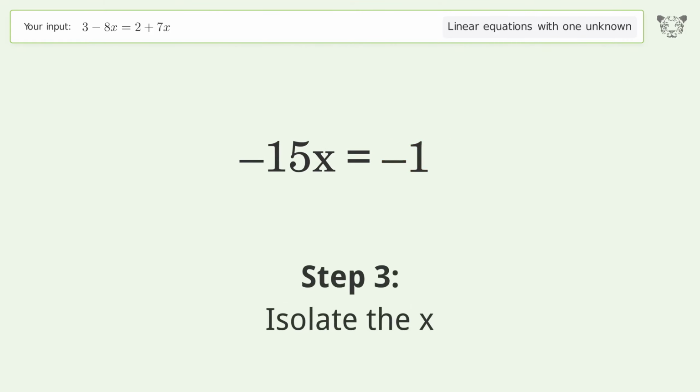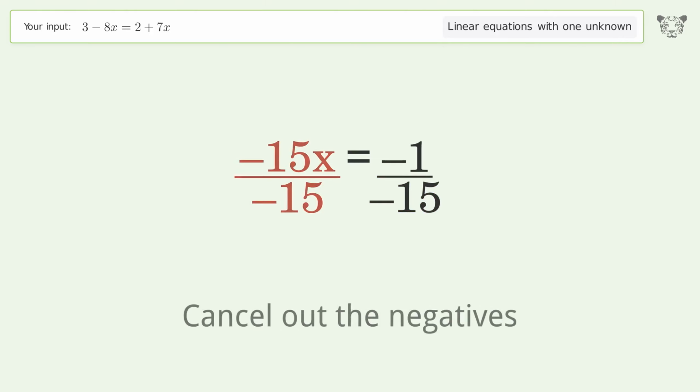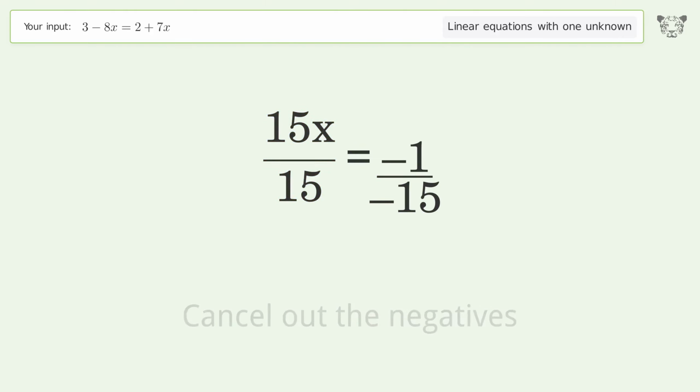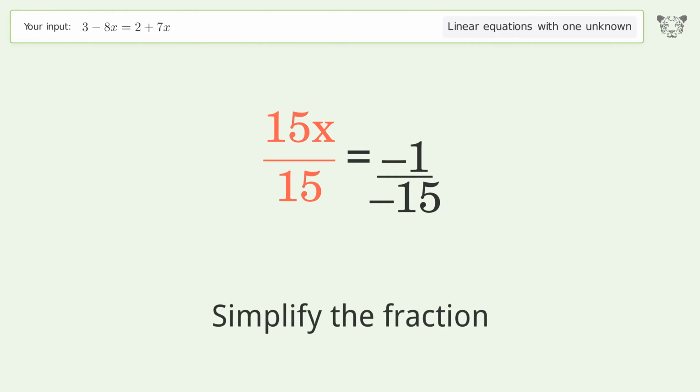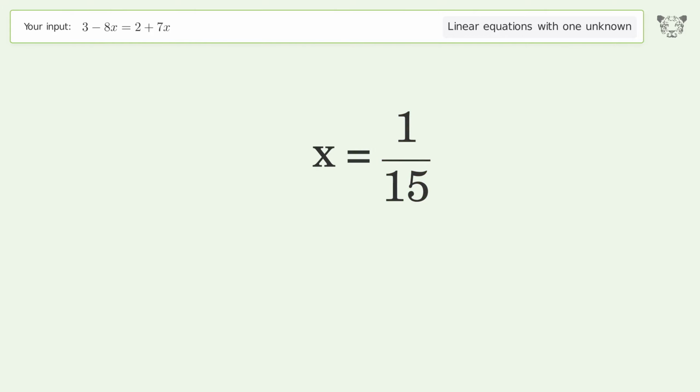Isolate the x. Divide both sides by -15. Cancel out the negatives. Simplify the fraction. Cancel out the negatives. And so the final result is x equals 1 over 15.